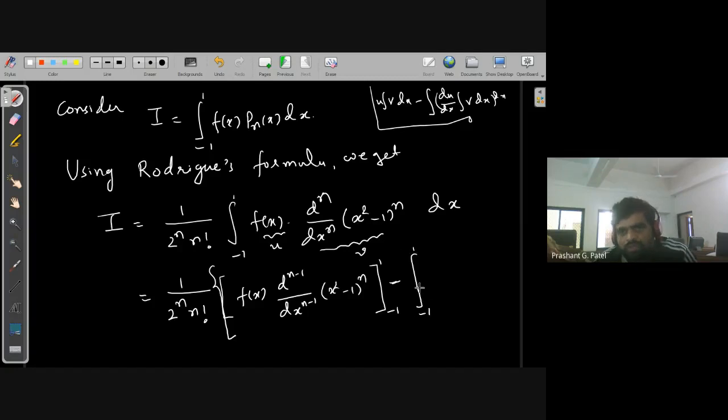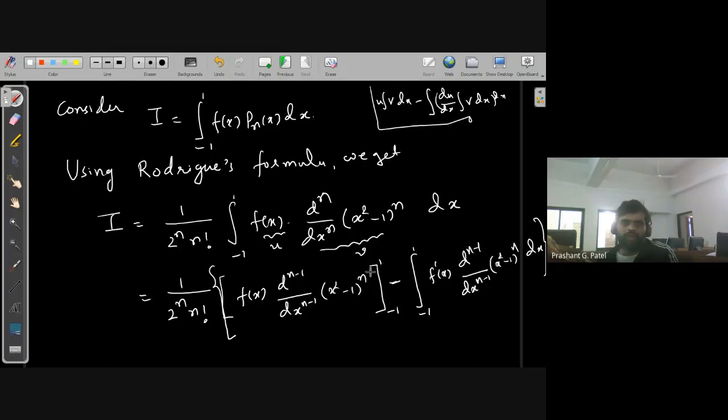So this whole integration is here with this sign. Now du by dx, that is the derivative of u, is f dash of x. Then it is the integration of v. V is this nth derivative. If I take the integration, then one less derivative is there. So it is the n minus 1th derivative of x square minus 1 raised to n dx. And this bracket is over.